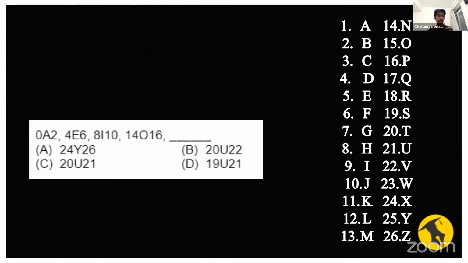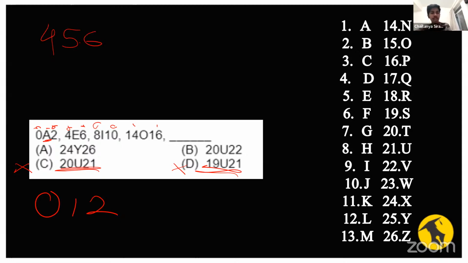Okay, let's move ahead. Again, it's a mix. Here you can see 0, 2, 4, 6, 8, 10, 14, 16. So I have all the even numbers, so it should be even. I'm not sure about these. I can eliminate these two for the time being. Now, what's the relevance of A here? So 4, 5, 6. For A, 4, E, 6. 8, I, 10 should be 8, 9, 10. Similarly, it is 14, 15, 16.